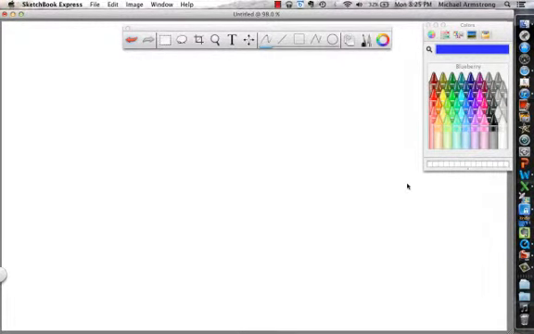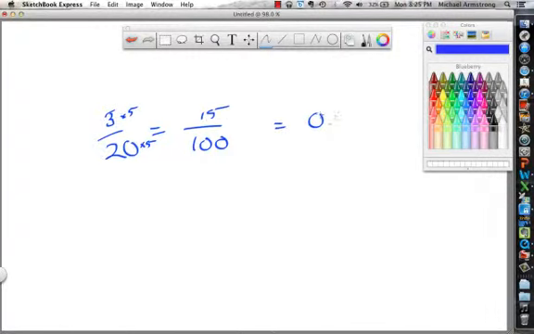Alright, if we try a couple more, 3/20ths. This works great with fractions, 3/20ths, because 20 goes into 100. 20 goes into 100 nicely. 2 times 5 is 10, so 20 times 5 is 100. And 3 times 5 is 15, so it's 15 hundredths. So it just looks like 0.15. This is 0 and 15 hundredths.